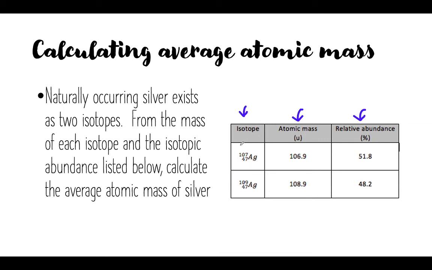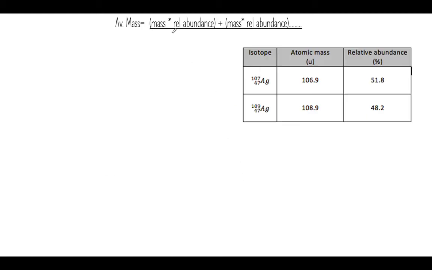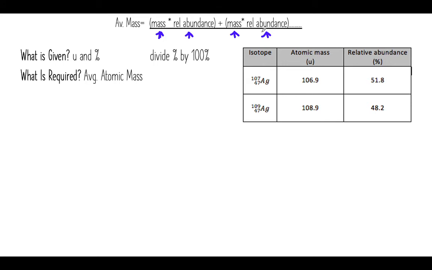So there are two different masses. In order to find the average atomic mass, we have to apply the formula that we just learned about. For average atomic mass, this is a little bit different. Instead of using the weightage of the assessment, we're looking at the mass of each of the isotopes, and the relative abundance is what we are taking into account as the percentage. So you are given the mass and the percentage for both of the isotopes. Remember that the percentage we have to divide by 100. What is required? We are asked to find the average atomic mass.